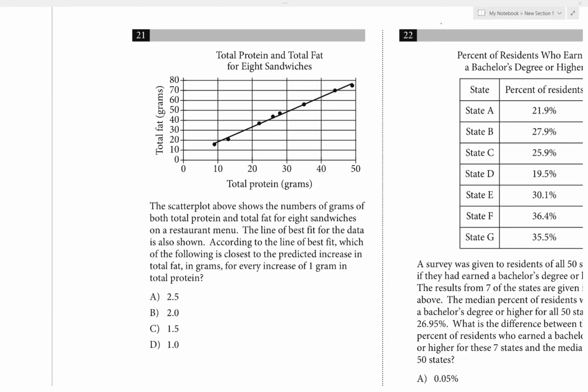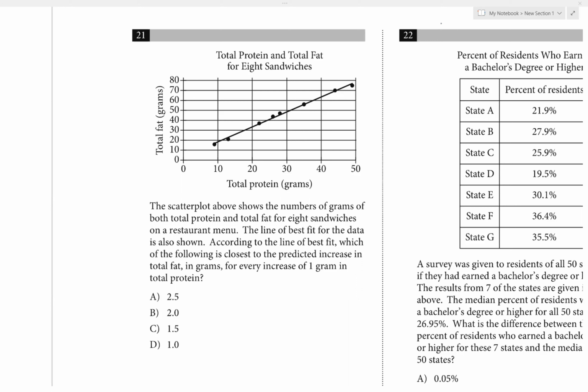All right, number 21. The scatter plot above shows the number of grams of both total protein and total fat for 8 sandwiches at the restaurant menu. The line of best fit for the data is also shown. According to the line of best fit, which of the following is closest to the predicted increase in total fat in grams for every increase of 1 gram of total protein?